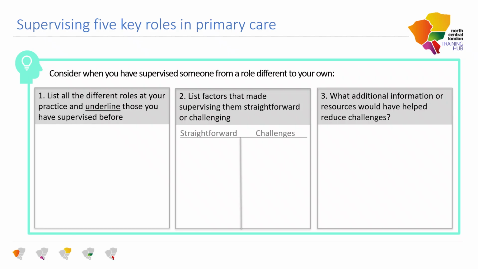Start in the first column by listing the different roles at your practice, underlining those who you have supervised before. Next, list factors that make supervising that individual straightforward, and another list of challenging factors. It is possible that you've not had the opportunity to supervise someone from outside of your role yet. In this case, imagine what the possible straightforward or challenging factors might be. Lastly, think about what other information would be helpful in the supervision contact to reduce any challenges.